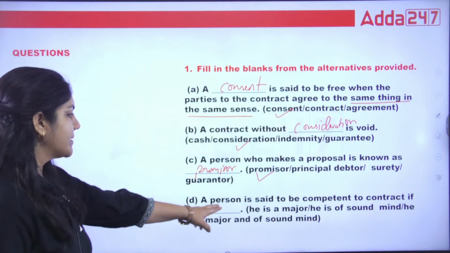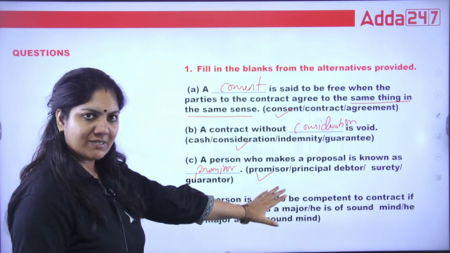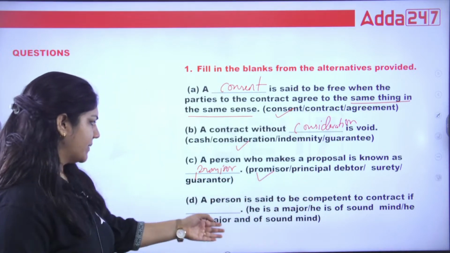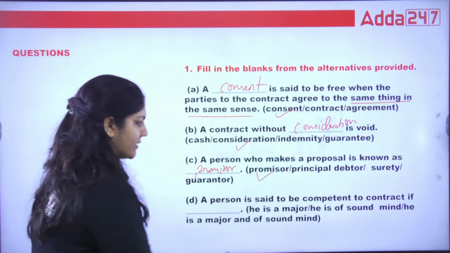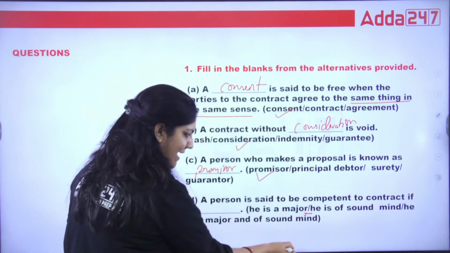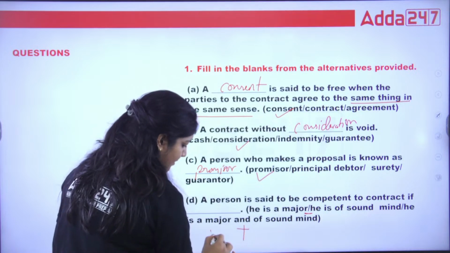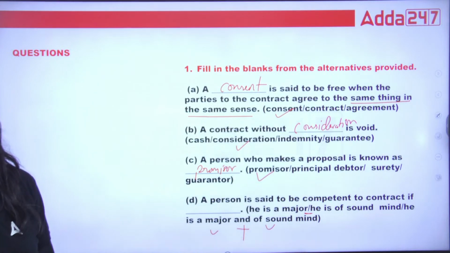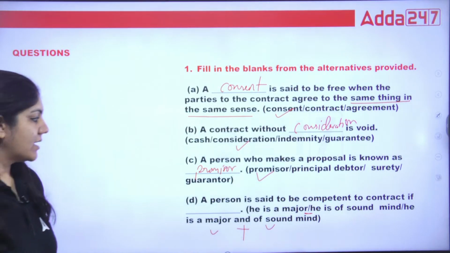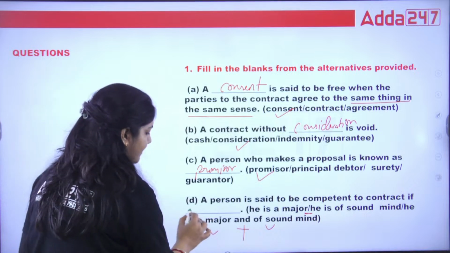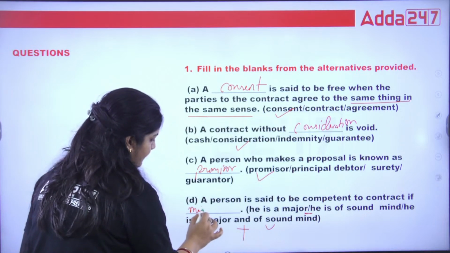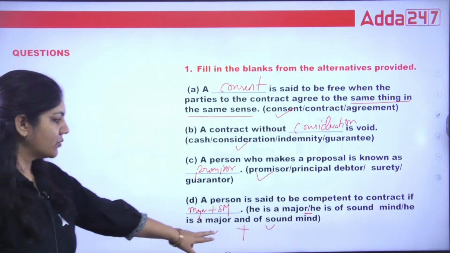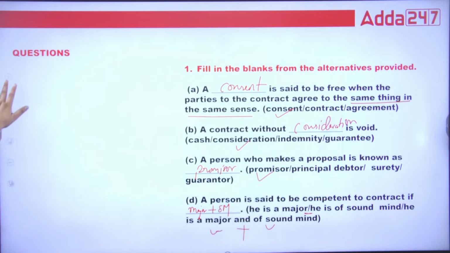A person is said to be competent. Competent means capable of making a contract if he is major and of sound mind. In this option, there is a slash and this is 'and'. And means this one also, this one also. So what is the right answer? So class, a person is said to be competent to contract when he is a major plus of sound mind. So D is the right answer. Okay, so this is the question.